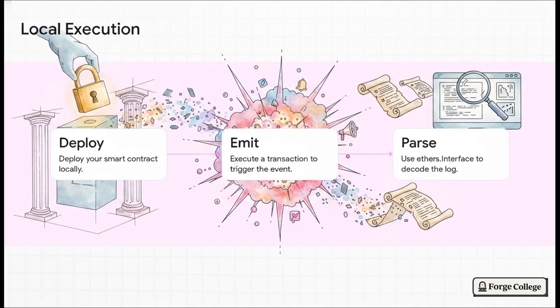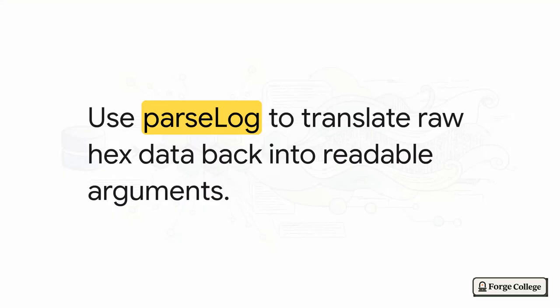Okay, let's look at how you'd actually prove this works in a local development environment, say with a Hardhat script. The workflow is actually elegantly simple. First up, you deploy your contract. Second, you execute a transaction that calls your function to emit the event. And finally, you take the receipt from that transaction and you parse the log. And this little line is exactly how you parse it.